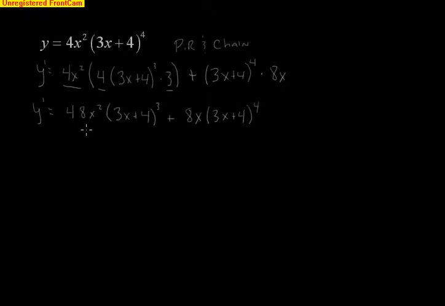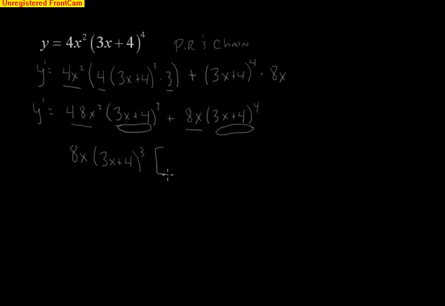Now, we got to factor because we have an addition going on here. So between the 48 and the 8, we can take out an 8x. Okay, and then between the 3x plus 4, the 3x plus 4 here, we could take out the lowest power. So we're going to have a 3x plus 4 cubed.